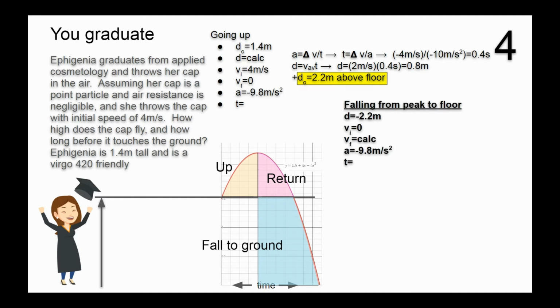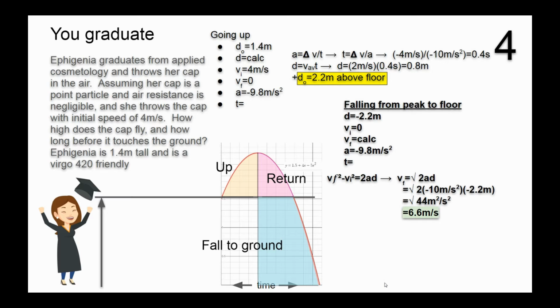So, falling from the peak to the floor, what do we have now? Well, the 2.2 meters that the hat is up now needs to undo itself. It will fall 2.2 meters. That's why it's negative. It starts at rest when it's up here. The VF there becomes the VI here, and we have two calculations to make.